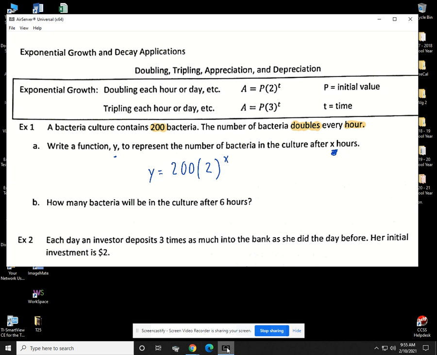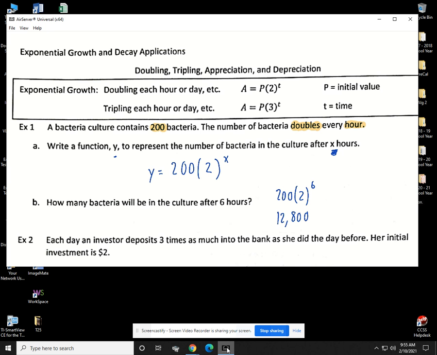Very easy to solve, because part B just simply says how many bacteria will be in the culture after 6 hours. So we're literally going to do what? Replace x with 6. So I'm going to go to my calculator and I'm going to go 200 times 2 raised to the 6th. So everybody type it in. 200 times 2 raised to the 6th. And tell me what you get. 12,800. So after 6 hours, you're going to have 12,800 bacteria in this culture.